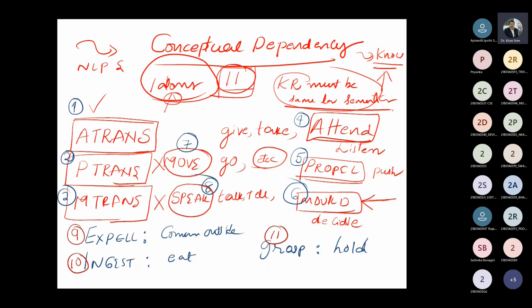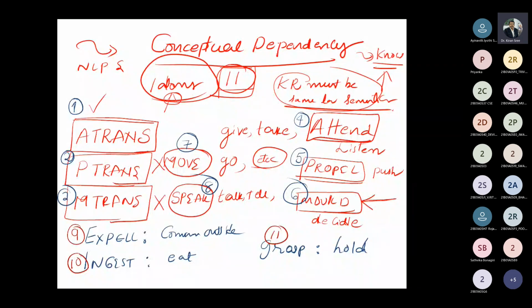So expel is like cry or sweat. Ingest is to consume something. Grasp is to hold some object or something like that. MBuild is to decide. Among all these 11, this MBuild is very important and vital. In general, when I use MBuild, the previous statement, many times I use this attend.